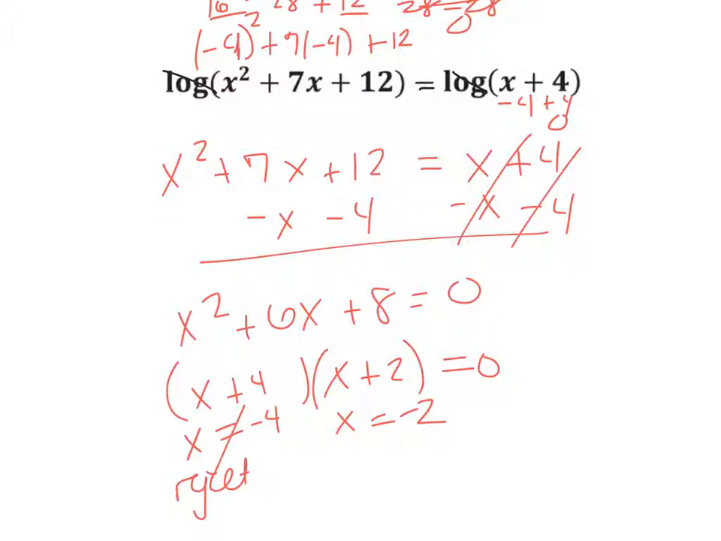I'm going to check negative 2 as well. If I put negative 2 in here, I just get 2. That's good. If I put negative 2 in here, I'll get 4 minus 14 plus 12. 4 and 12 make 16, minus 14. And that's another 2. So this one's good.